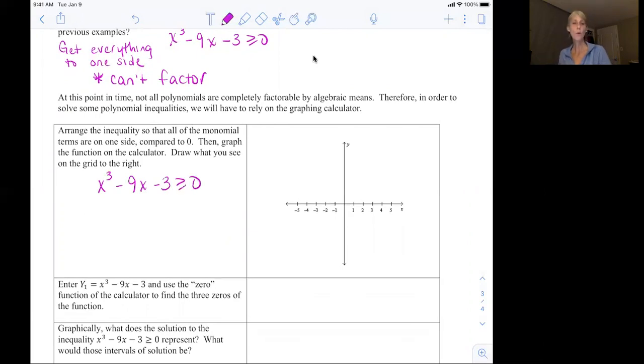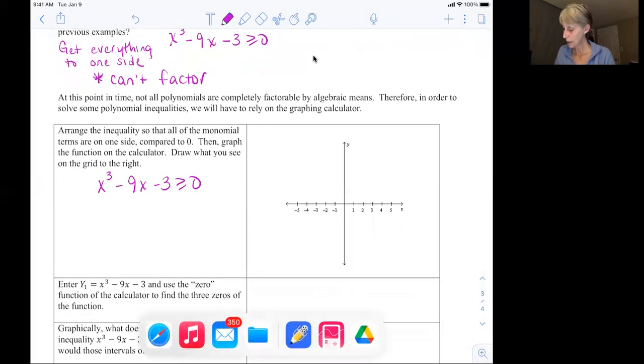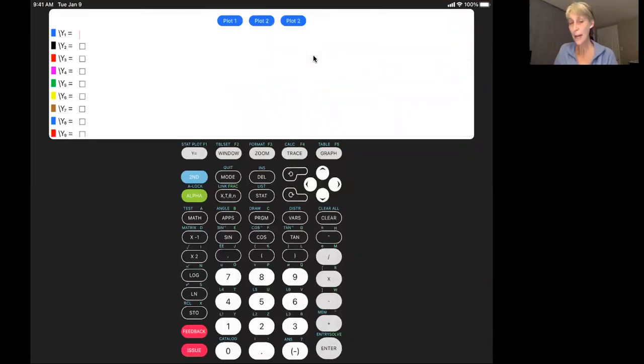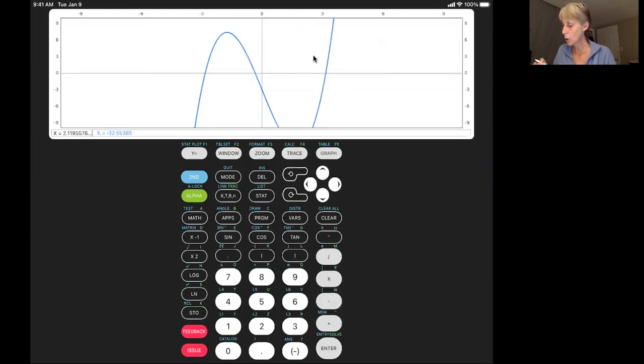Now what we want to do is take this and plug this into our graphing calculator. Okay, so we're going to get up to our graphing calculator here. I want to clear out what's there, and I'm going to enter my new polynomial. Don't worry about the inequality sign. We're just entering in x cubed minus 9x minus 3. I have a habit of making mistakes. I'm going to double check that before I graph it.